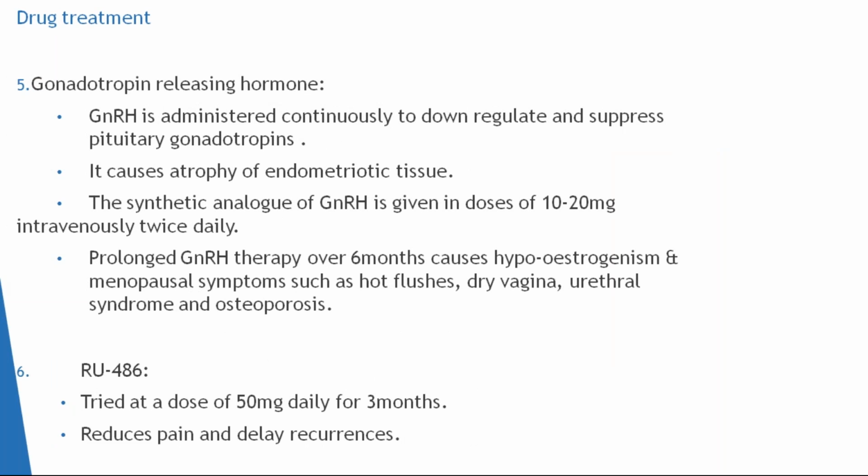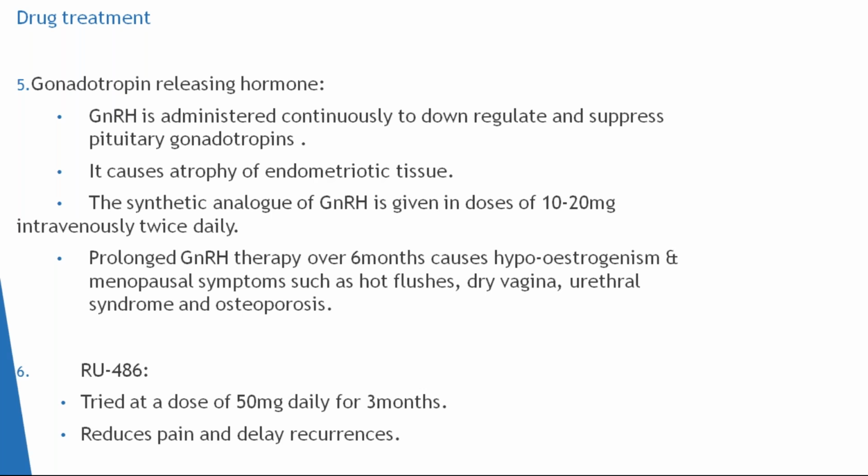The next option will be gonadotropin releasing hormone. GnRH is administered continuously to downregulate and suppress the pituitary gonadotropins. This causes atrophy of the endometriotic tissue, and the synthetic analog GnRH is given in doses of 10 to 20 mg IV twice a day. Prolonged therapy over 6 months causes hypoestrogenism and menopausal symptoms such as hot flushes, dry vagina, urethral syndrome, and osteoporosis. So it should be given under monitoring and cautiously.